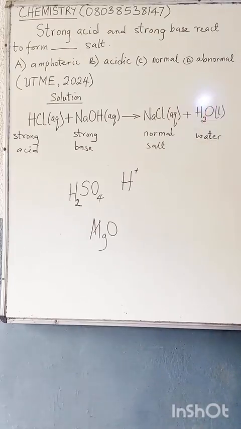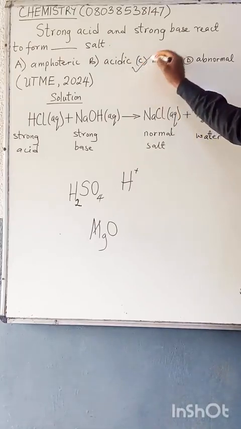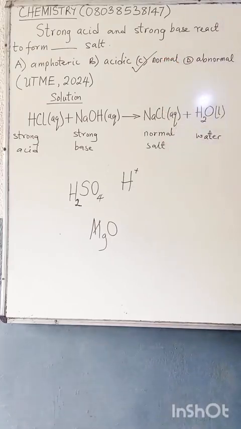Students, which option are you going to choose? Option C. That's the correct option. Option C, a normal salt. So a strong acid and a strong base react to form normal salt.